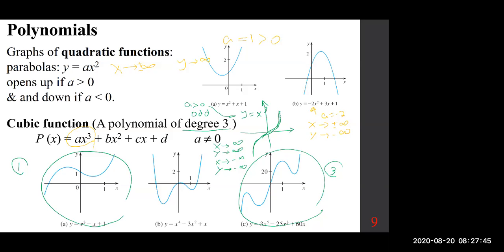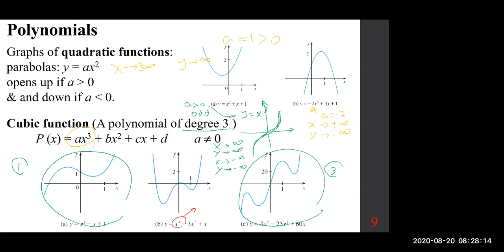On the other hand, let's look at part B, everybody. What do you notice here? x to the power of 4. So it is just like y equals ax squared, because the leading term has a leading coefficient 1, which is positive. Okay, I hope everybody is clear on that.